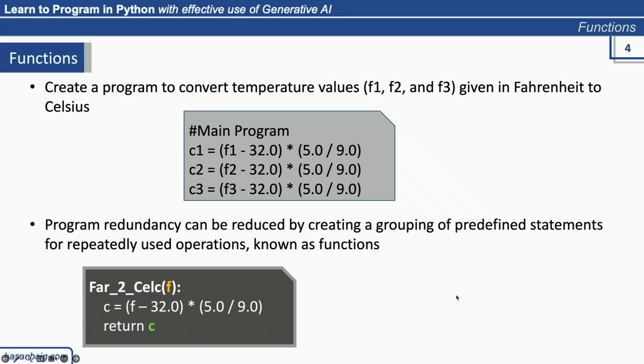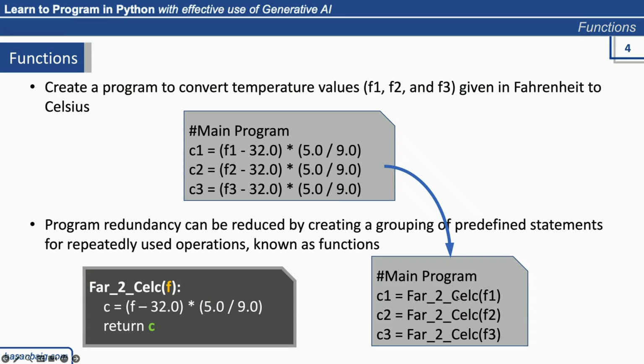So you see, it will turn into something like this. In the main program, we are calling this function Fahrenheit to Celsius for F1, whatever the temperature value of F1 is, and once Python reads this, it will jump to this part of the code and execute this logic and then generate an output by returning C, which will appear here and then will be assigned to C1. Okay, same is the case with C2 and C3.